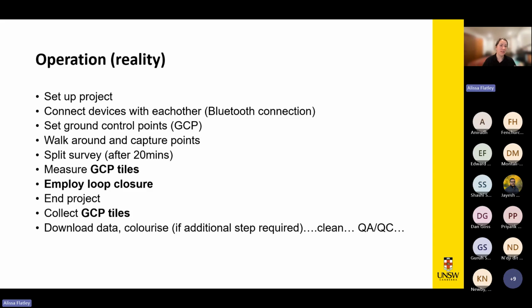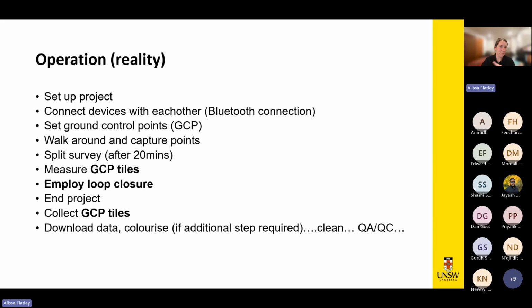You might then want to set up ground control points if you're doing a project that is going to require some sort of quality control. So then you would walk around and capture the points. You tend to split your survey after 20 minutes, and that's just for the device that I'm using at the moment. It just suggests starting a new scan every 20 minutes. You would then measure ground control point tiles.